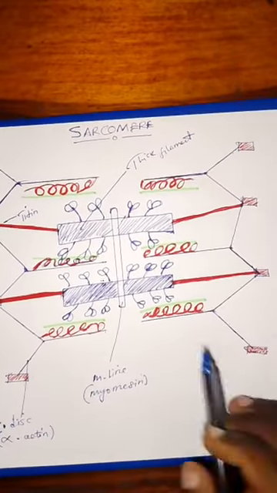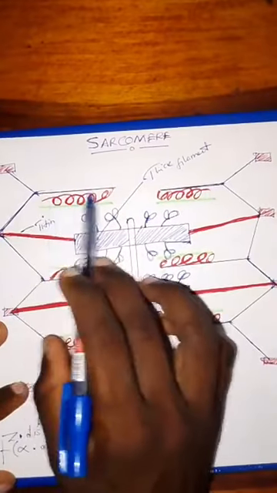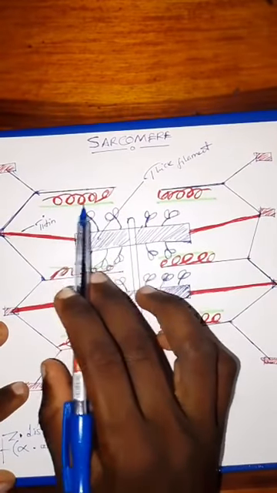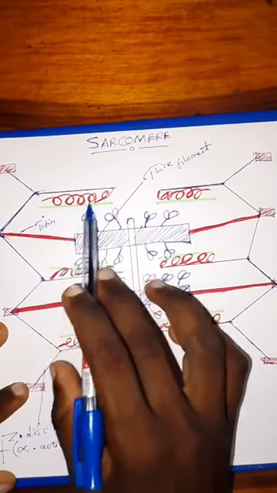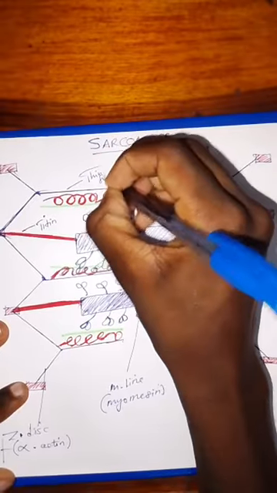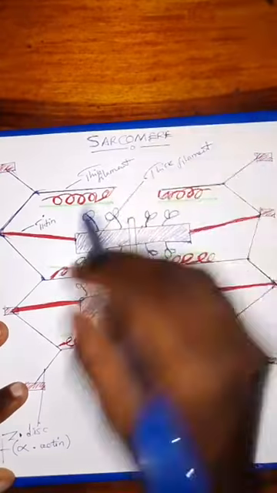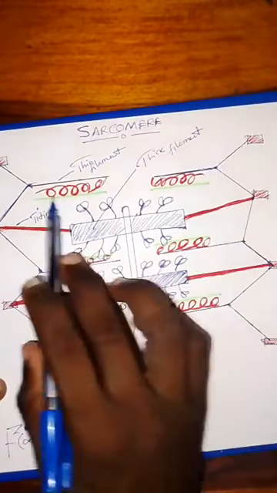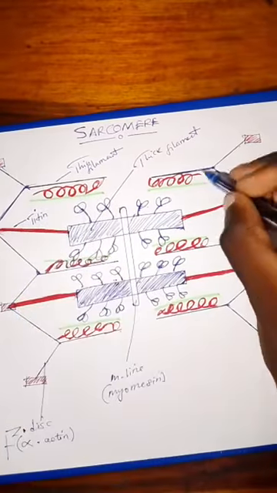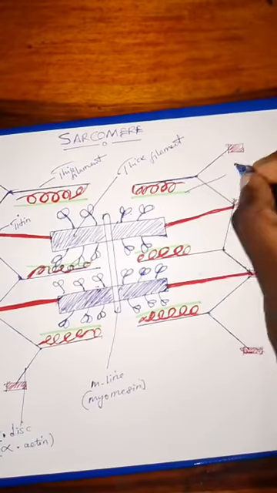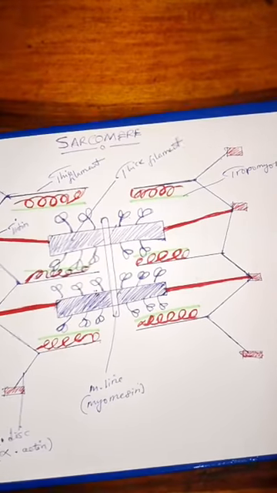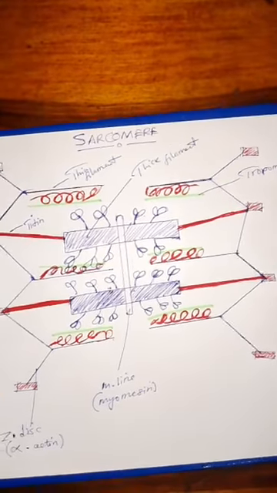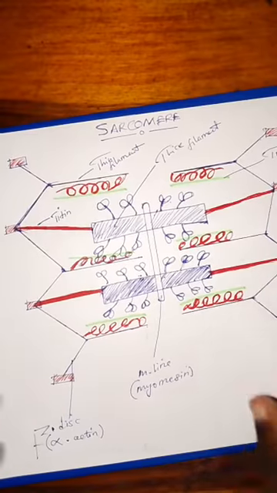Then have you seen this line, which is coiling like a helix? This line is called the thin filament. And I've drawn this green line here. The green line is representing the tropomyosin. Okay.